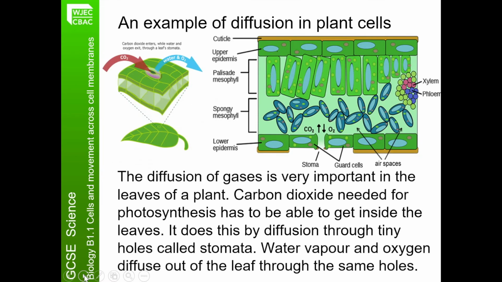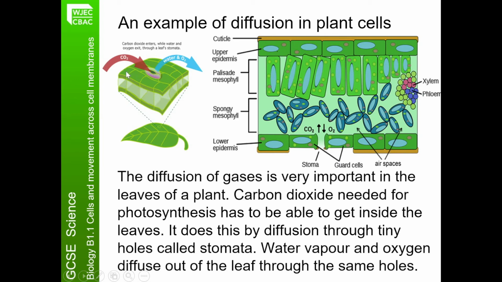So here's an example of diffusion in plant cells. You've already seen this cross-section through a plant leaf here, and we can see the different layers. The diffusion of gases is very important in the leaves of the plant, particularly for photosynthesis during the day. So carbon dioxide is needed for photosynthesis in the daytime, and it has to be able to get inside the leaves, and it does this by coming in through those tiny little holes, those stomata that we talked about.